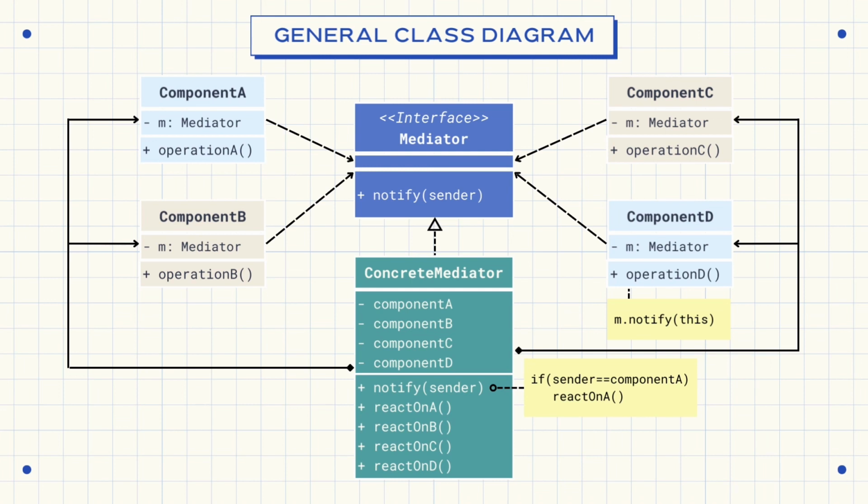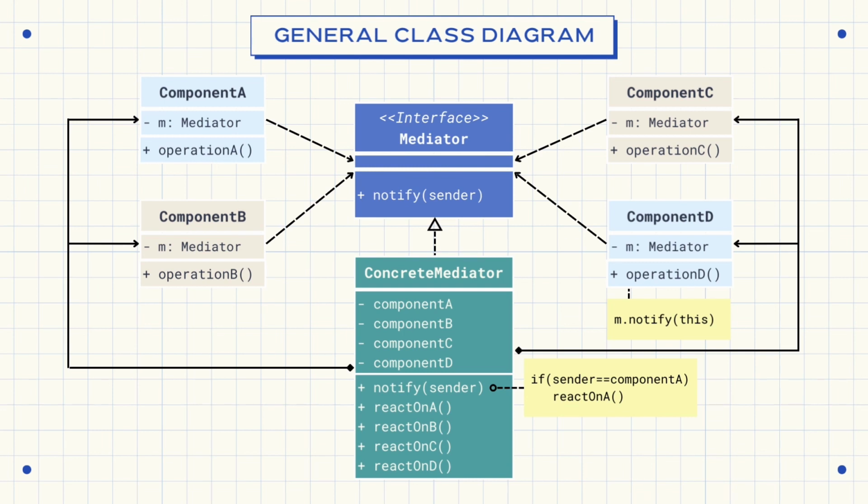Concrete mediators encapsulate relations between various components and often keep references to all components they manage. As the concrete mediator here, you can see component A, component B, and components C and D. One thing to mention is that components must not be aware of other components. If something important happens within a component, it must only notify the mediator. When the mediator receives the notification, it can easily identify the sender, which might be just enough to decide which component should be triggered in return.